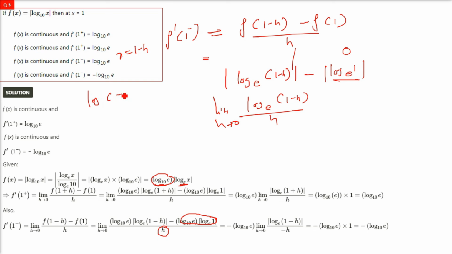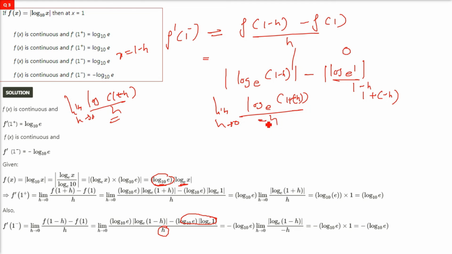We need to get log(1 plus h) divided by h, with limit h tends to 0 going to be 1. But since we don't have 1 plus h in the numerator, we just need to use some trick. You can write the numerator as log base e (1 plus (minus h)), and the denominator as minus h. And since you have introduced a minus, there will be a negative in the numerator also. So let me write it as 1 plus (minus h), and the denominator also has minus h.